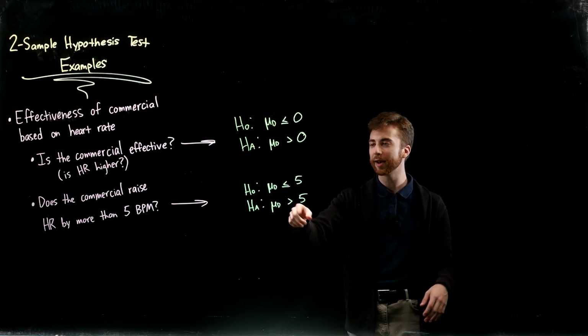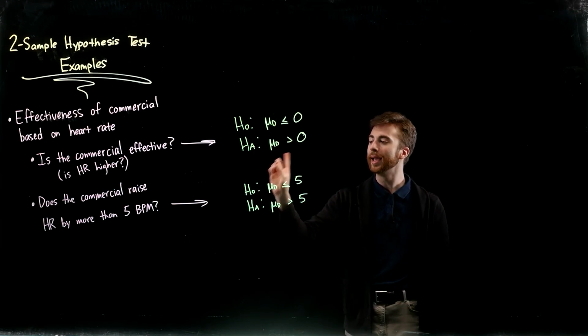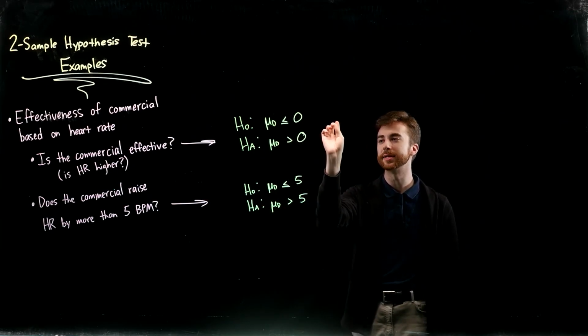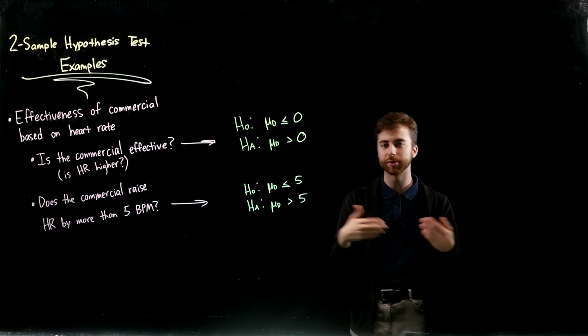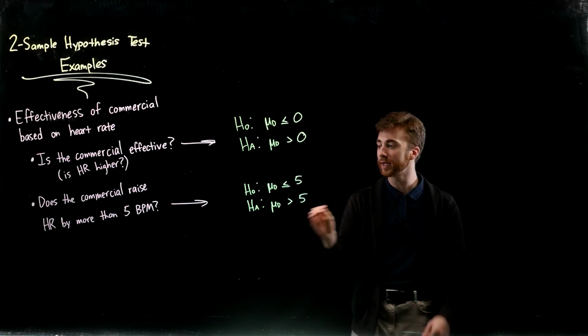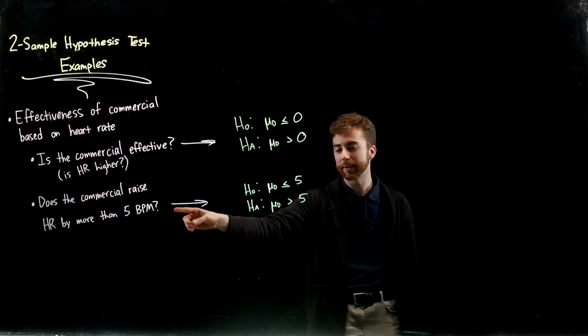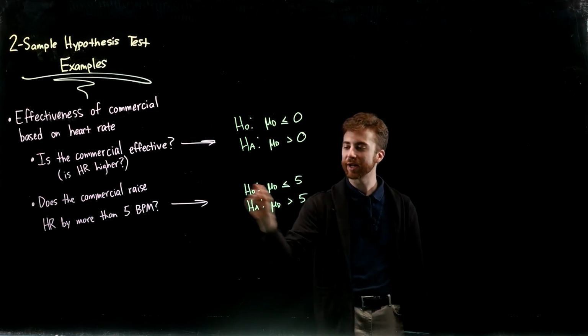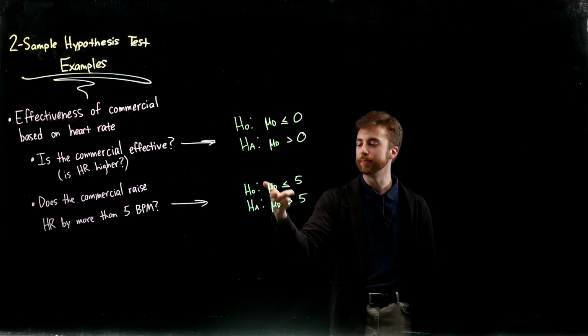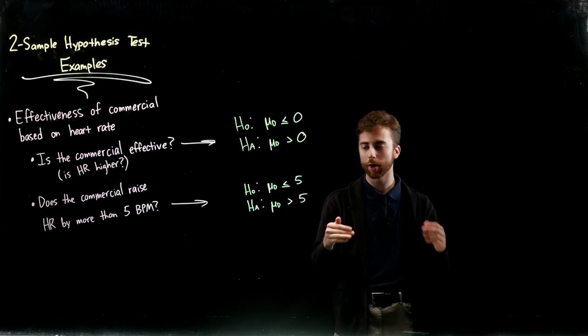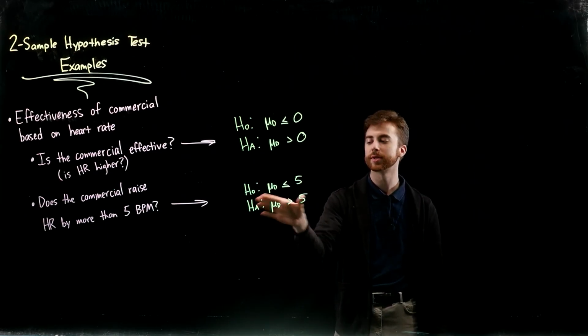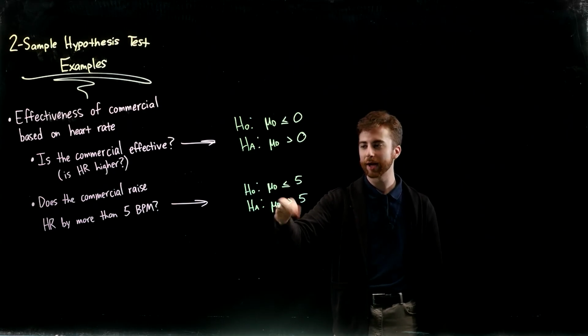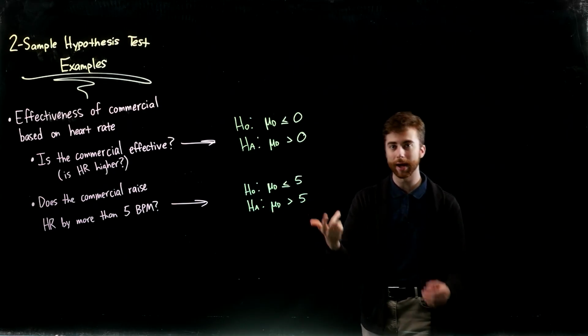So the way we would set that up is pretty much the exact same thing, except instead of wondering about its relationship to 0, which would simply tell us if it increased or decreased, we're wondering about a specific increase by more than 5 beats per minute. So what we're wondering about, match it with the alternative hypothesis. So it's just mu d, the mean difference in the heart rate, is greater than 5, so that's the alternative. Then you just flip that logic. It's less than or equal to 5 for the null hypothesis.